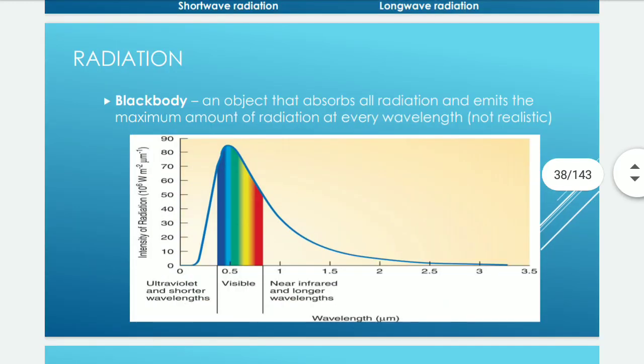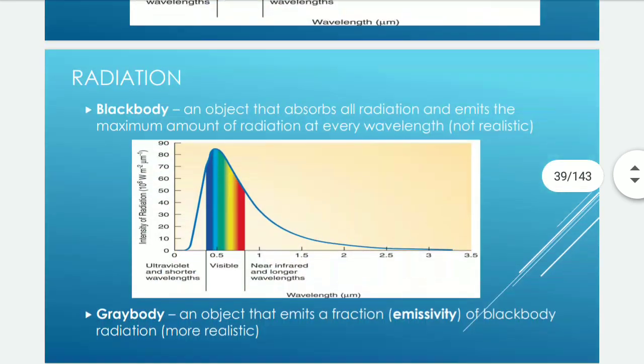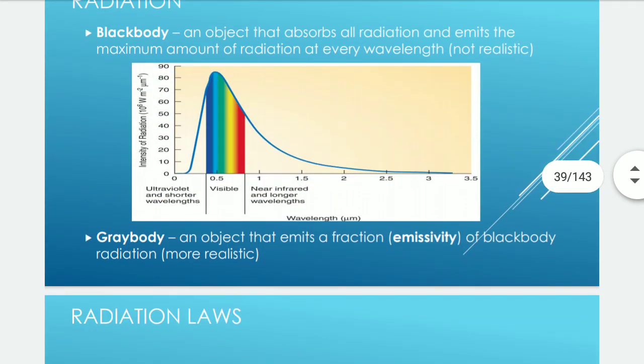Radiation, a black body, an object that absorbs all radiation and emits the maximum amount of radiation at every wavelength. Not realistic. Ultraviolet has shorter wavelength, nearer infrared longer wavelength. This is the visible radiation. Gray body, an object that emits a fraction, the emissivity, of black body radiation.